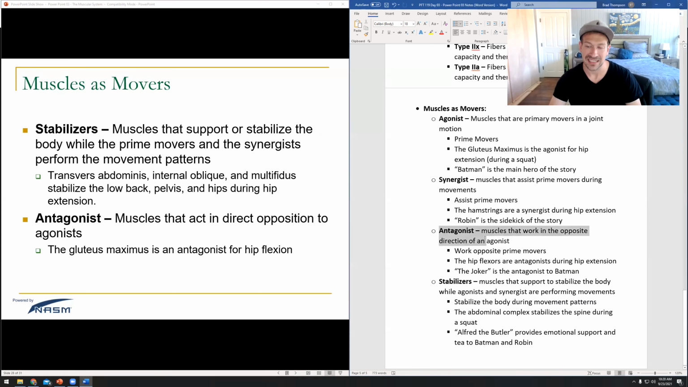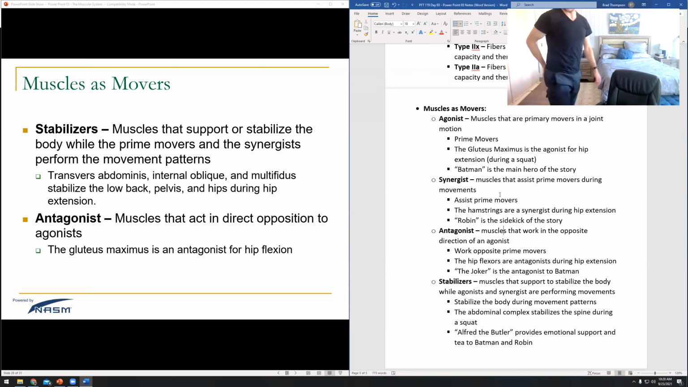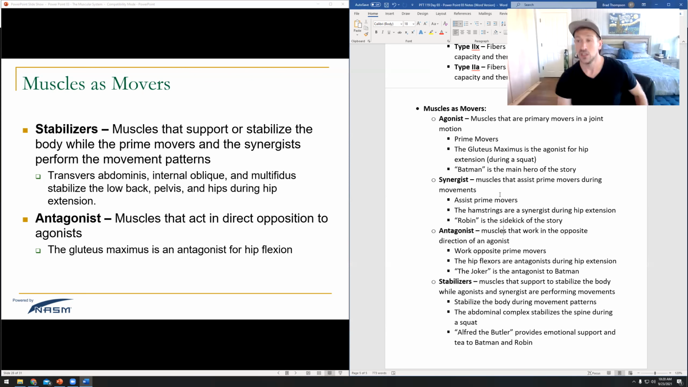Then you've got antagonists. Antagonists are the opposite direction. So my biceps' opposite is my triceps. My hamstrings' opposite is my quadriceps. My glutes' opposite is my hip flexors, these muscles that drive my hip this way. So the glute goes this way, my hip flexors go this way. They are opposites of one another. My right trapezius goes like this, my left trapezius goes like this. They are antagonists to one another. So they work opposite of the prime movers. The hip flexors are the antagonists during hip extension in this example. It's like the Joker. The Joker is the complete opposite of Batman. Batman's all about order, Joker's all about chaos.